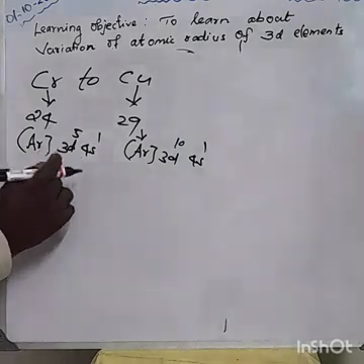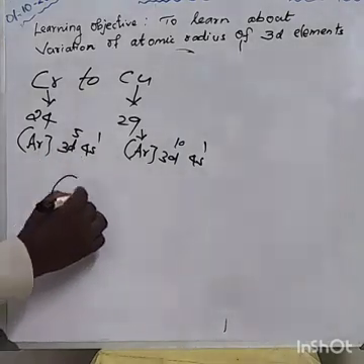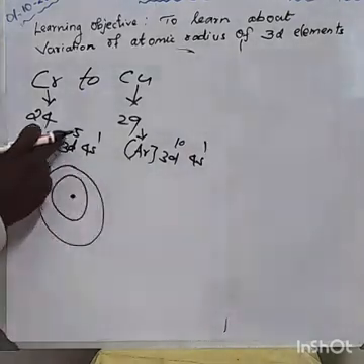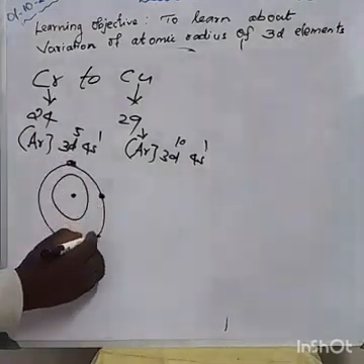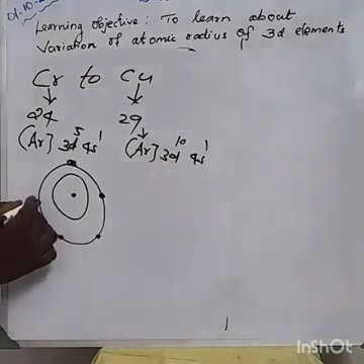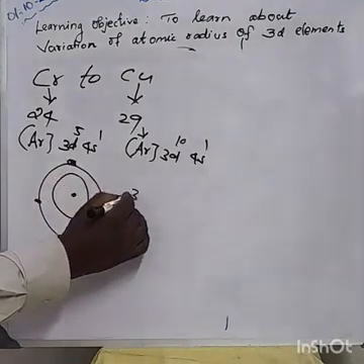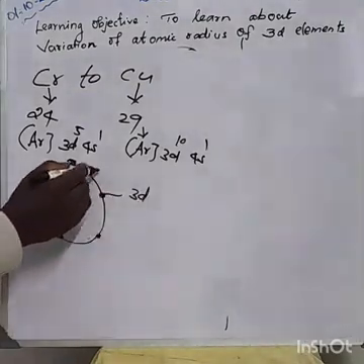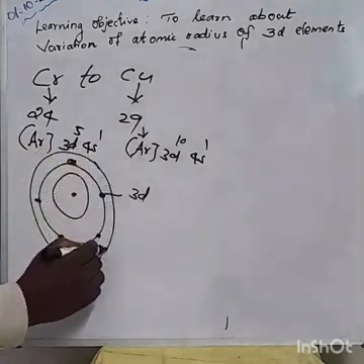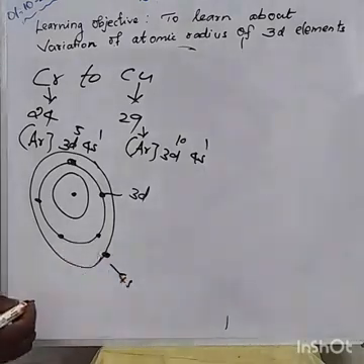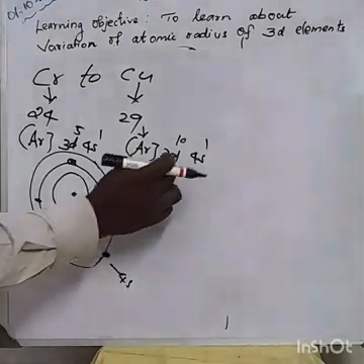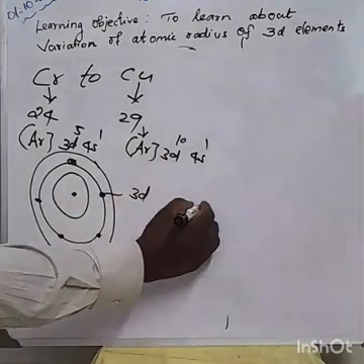About the argon, I am drawing the 3D. How many electrons? 5: 1, 2, 3, 4, 5. This is the 3D. The 4S has only one line. What about copper?